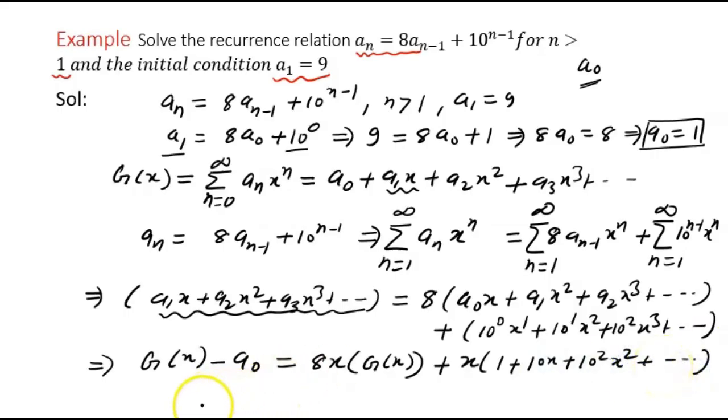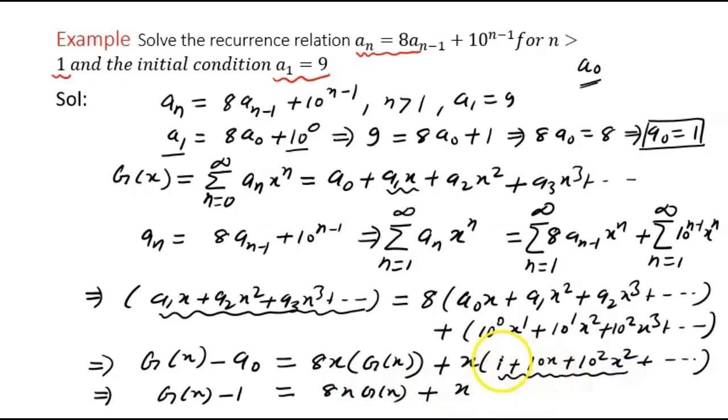Okay. Now let us write this here. There are certain conditions we have already set, so a naught is equal to 1. So I write g(x) minus 1 equals 8x g(x), because we want to find g(x), plus x times an infinite series whose first term is 1 and whose common ratio is 10x. The summation formula is a by 1 minus r, so I will write 1 by 1 minus 10x. Okay. Now let us move to the next page.